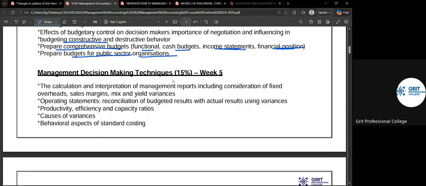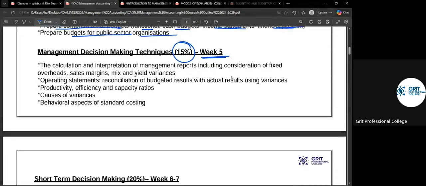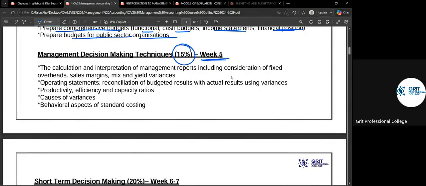Then we come to one of my favorite areas. I'm sure it should be your favorite area when we are done with the topic. This has to do with management decision-making techniques, and that is for 15 marks, and we intend to do that within the 5th week. Here we are basically focusing on variances, standard costing and variance analysis. Last night, I was very happy with the line of questioning by the examiner, mainly because he was testing your understanding of the core issues when it comes to variance analysis. The questions were very good.